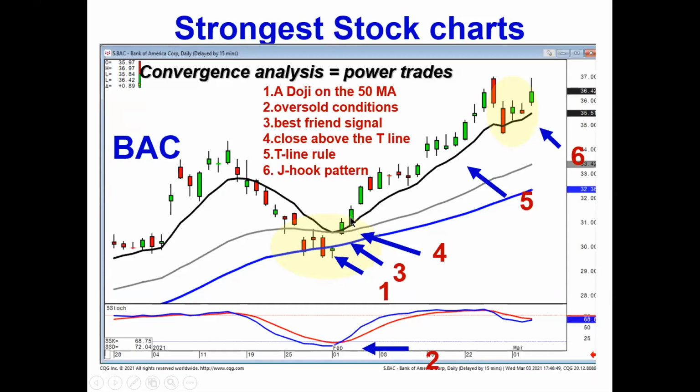But if it opened positive the next day, we could be buying, because look at all the parameters that we saw. A best friend signal bouncing off the 50, stochastics coming up out of the oversold area. They broke the T line and they broke this downtrend. How long do we stay long? As long as we stay above the T line. So again, we'll look at this right here and say, well, there's 4 different reasons to be in this one.